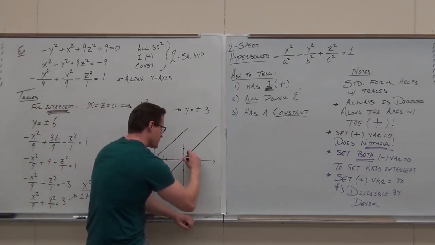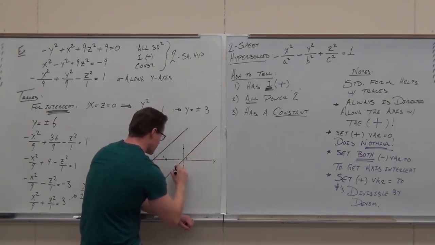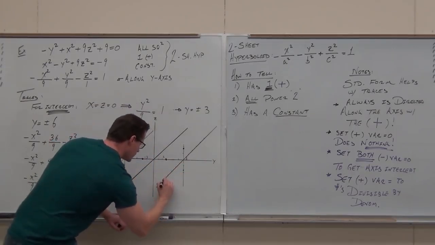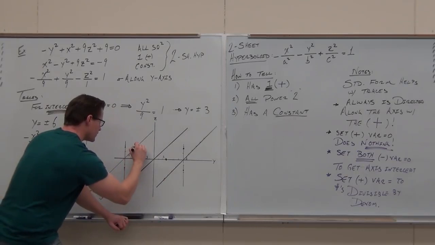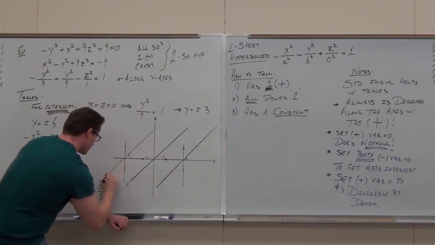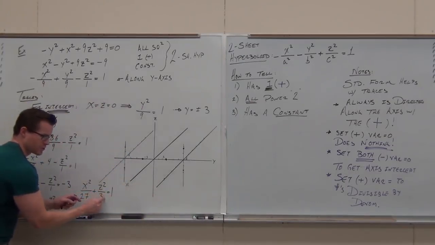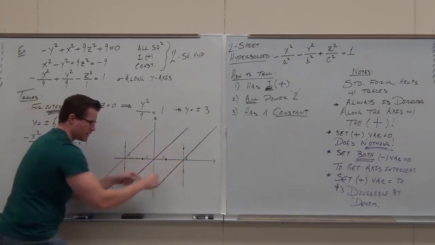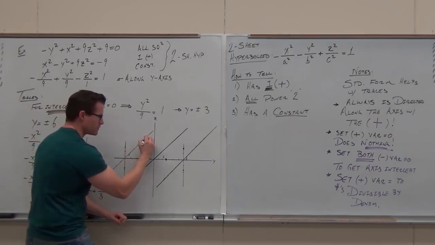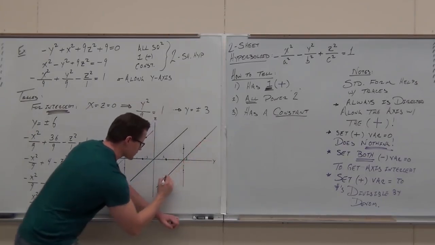On the x, square root of 3, up and down. Square root of 27, that's about 5.1. 1, 2, 3, 4, 5, pretty close.